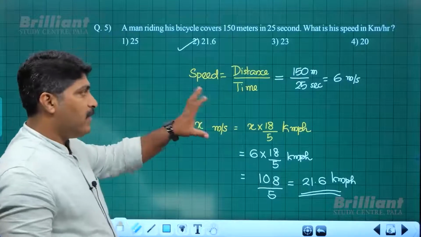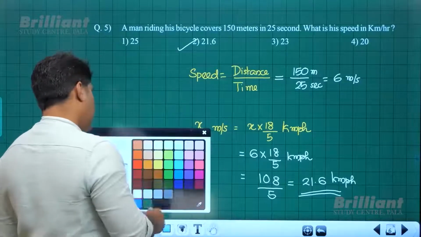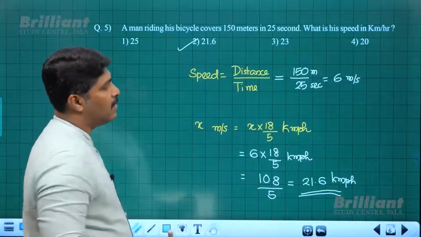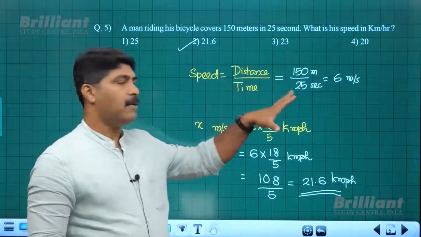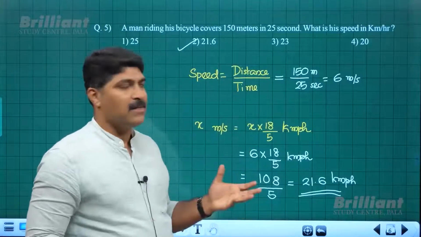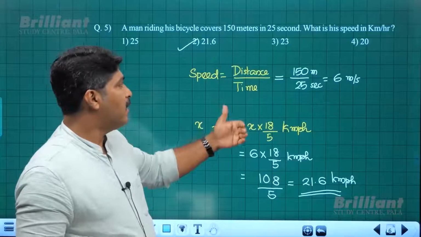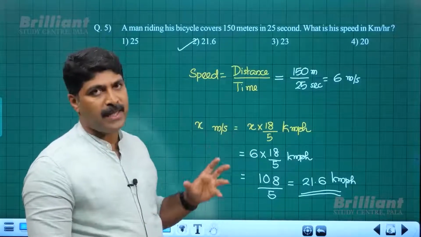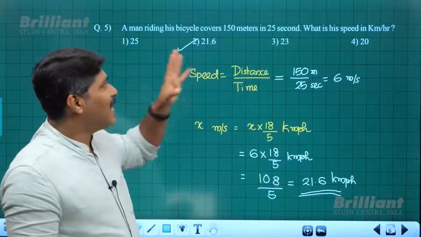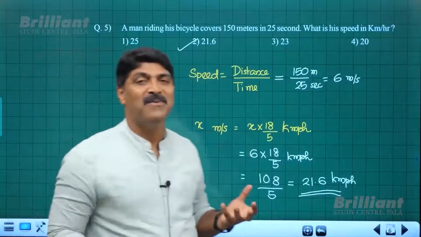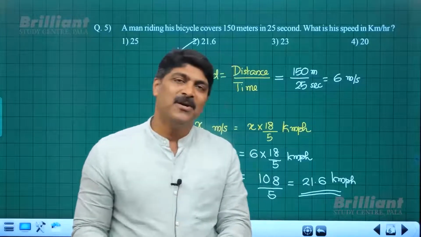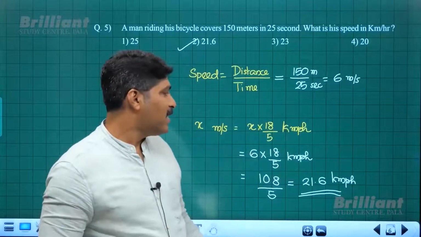So understand that conversion. Here the units are matching in the given data, that means distance in meters and time in seconds, so we can find the speed in meters per second. After that, our answers are in kilometer per hour. So how to convert meters per second into kilometer per hour? Just multiply it with 18 by 5.